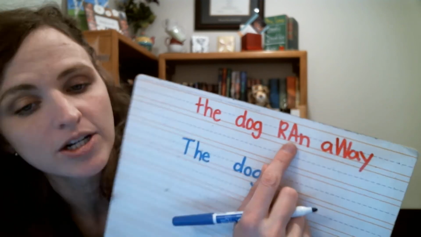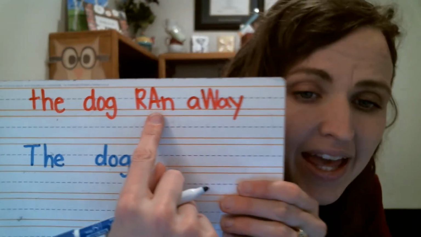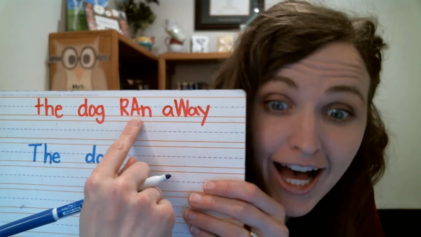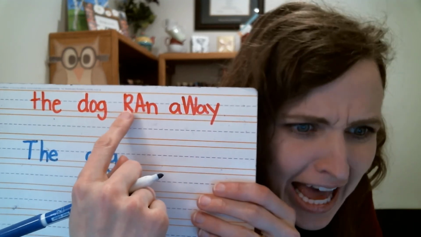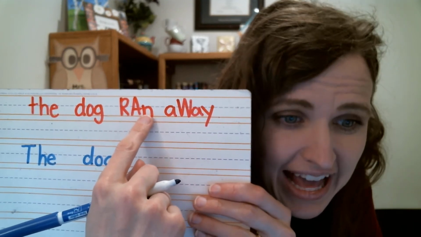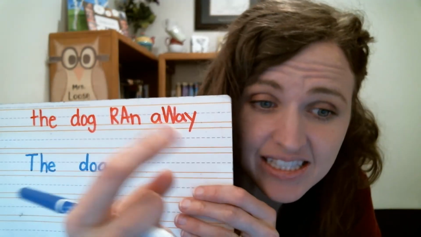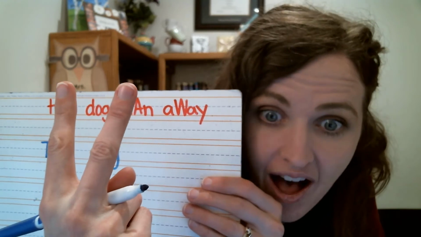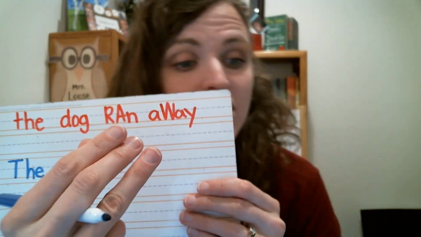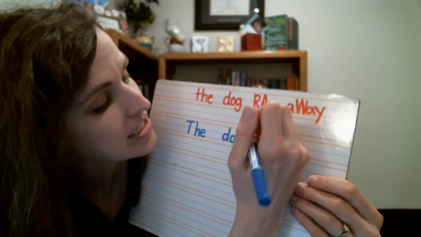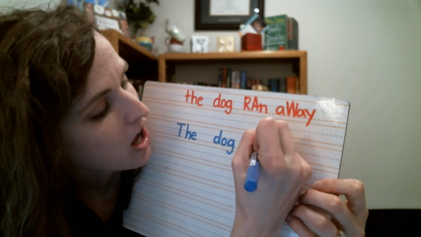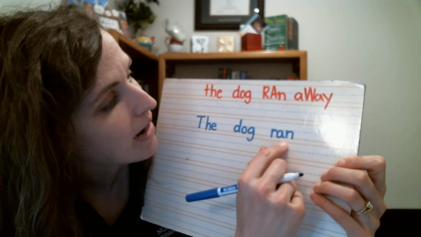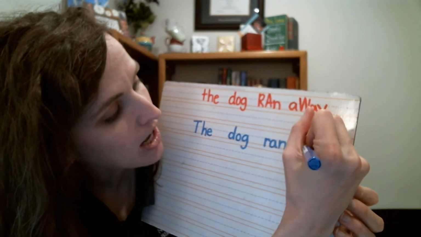Now let's look at this word, ran. Is there something wrong with this word? Yes. We don't need ran to have a capital R or a capital A. It's in the middle of my sentence. It's not the first letter in the sentence. It's not the word I, and it's not a name. So I need lowercase letters. Let's write it with lowercase letters. R-A-N. The dog ran, then I leave a little space and write away.